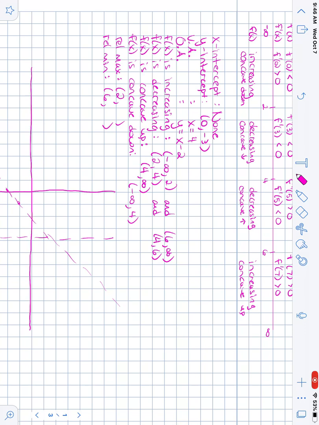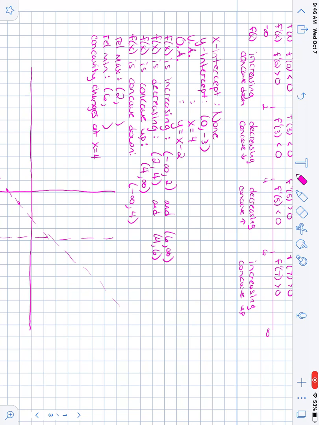The concavity changes at x equals 4, but it's not a point on the graph. It's a place along the x-axis where the concavity changes. So I'm just going to say concavity changes at x equals 4. By saying it's a point of inflection, that doesn't make sense because there is no point on this graph where the concavity will change. It's just a moment in time the vertical asymptote makes that change happen.